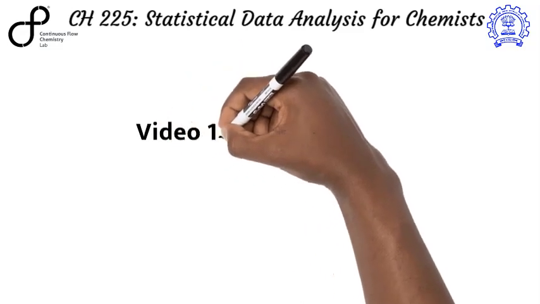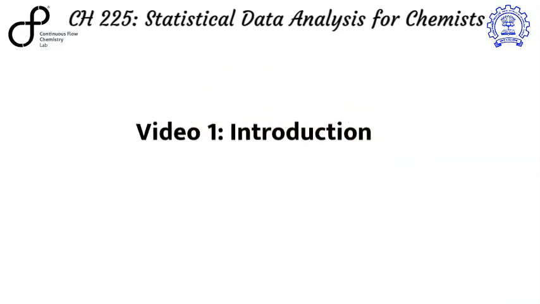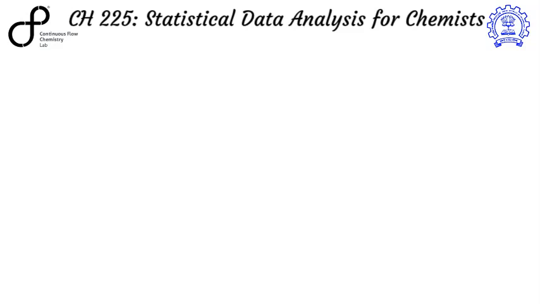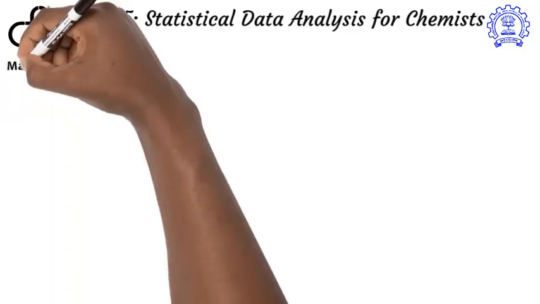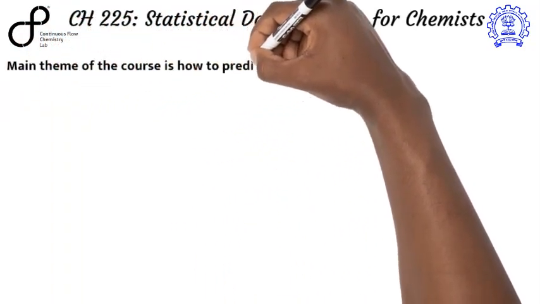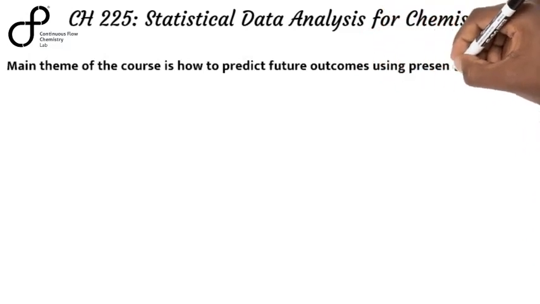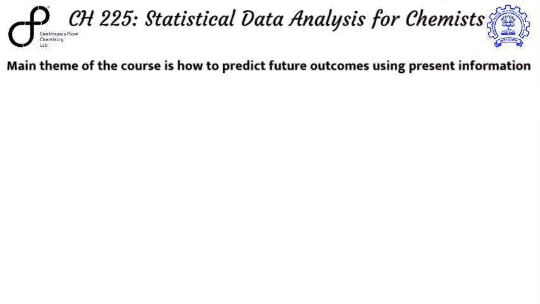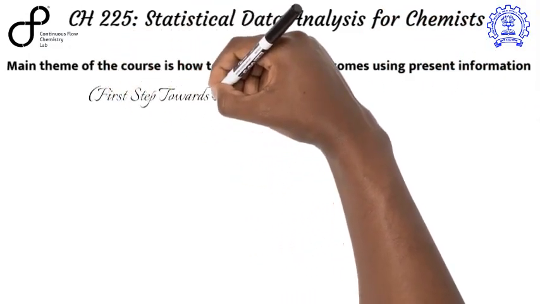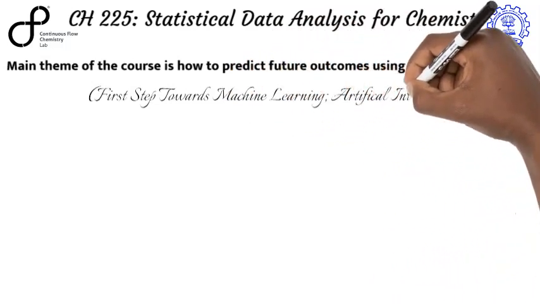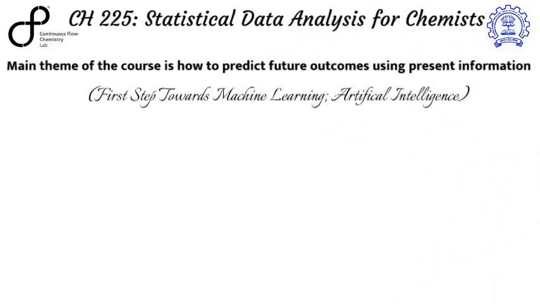This is video 1 in this series. This video will give you the general introduction of this course. The main learning from this course will be how to use statistical analysis of the historical data to predict future outcomes. This is the first step in the direction of the machine learning process for artificial intelligence.